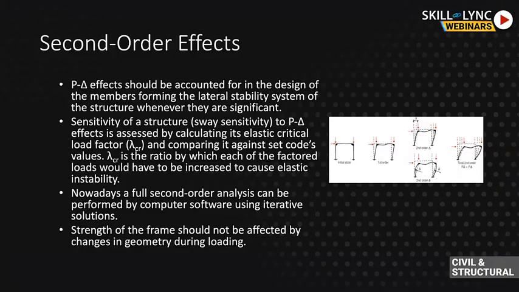If it is bigger than that value, you know it is sensitive, you need to consider them. If it is not, then you know that, okay, you're safe, you can ignore them. So basically, the elastic critical load factor is the ratio by which each of the factored loads would have to be increased to cause elastic instability. So how much you need to increase your loads by to cause elastic instability of the structure. The lower lambda crit is, the more sensitive your structure is to second order effects.